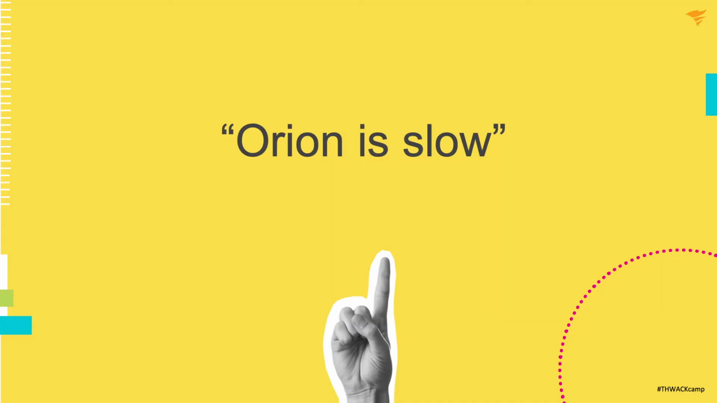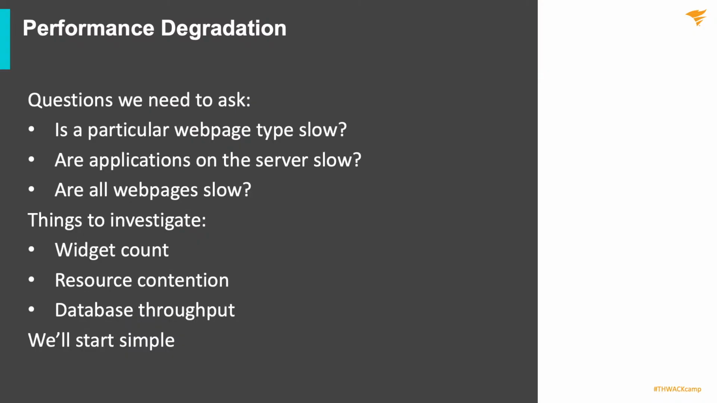So probably the most common thing we hear in support at almost any level is Orion is slow, right? It's something we deal with on a daily basis. We get it every single week, 24/7, all the time. So there's a couple of things that we can look at for this. The most common things we start to ask when we get the Orion is slow: why is it slow? Things we ask for, is it a particular web page?